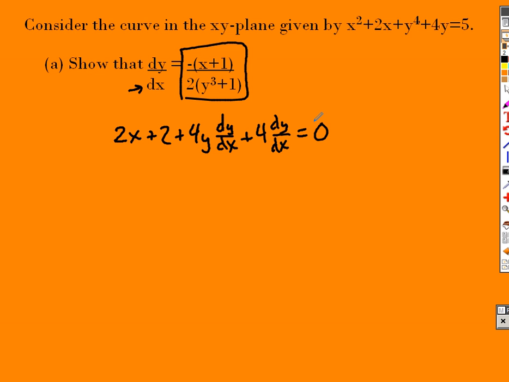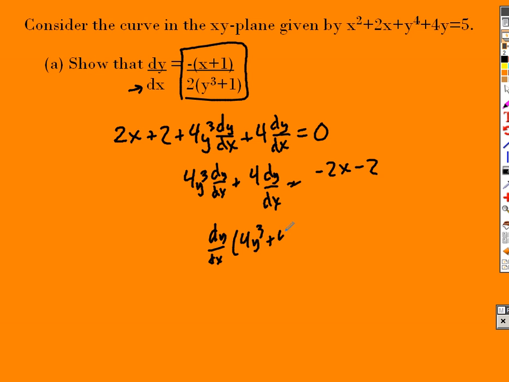Next we have to isolate dy/dx, so 4y dy/dx will stay where it is. So will the 4 — actually it should have been 4y cubed, I said it and didn't write it — 4 dy/dx. And then the 2x and 2 are going to go to the other side. Minus 2x minus 2. To isolate dy/dx, we're going to factor it out. This will be 4y cubed and 4. This will be negative 2x minus 2 still over here.